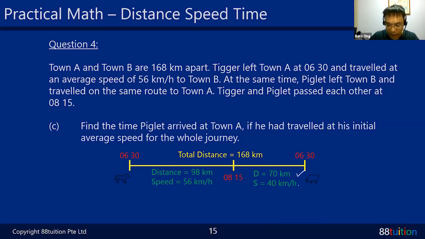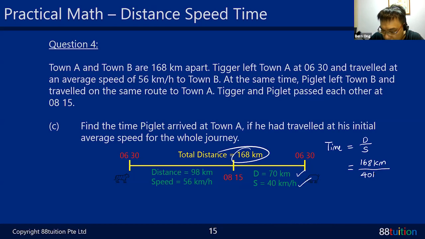All the information is down here already. Find the time Piglet arrived at town A if he had traveled at the same speed for the whole journey, which is 40 kilometers per hour. The entire distance is 168, so I'm going to use the entire distance to find the time taken. Time will be distance divided by speed. Distance is 168 kilometers, the entire distance from A to B, divided by the speed, 40 kilometers per hour.